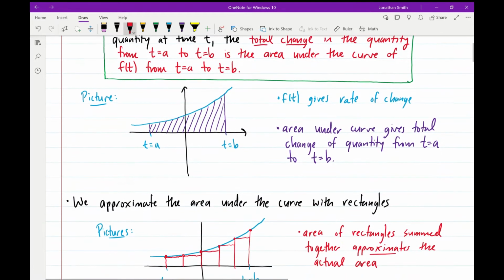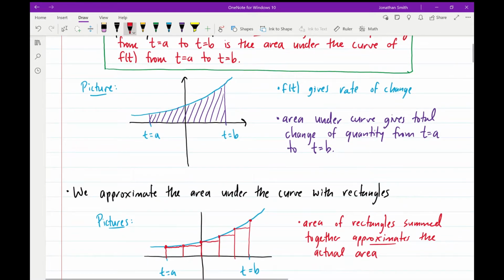And we represented this fact with a bunch of pictures, so I'll draw some of those pictures again. In this first picture, we have the function f of t as a blue curve in the plane, and then we have our endpoints t equals a and t equals b for our interval. And the area under the curve is given in purple here, and as long as f of t is a function giving us the rate of change of some quantity, then the total change in that quantity is equal to this purple area under the curve.